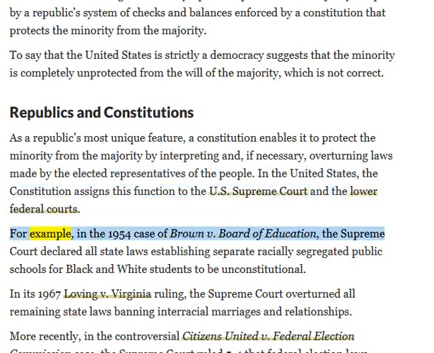For example, in the 1954 case of Brown v. Board of Education, the Supreme Court declared all state laws establishing separate racially segregated public schools for black and white students to be unconstitutional. In its 1967 Loving v. Virginia ruling, the Supreme Court overturned all remaining state laws banning interracial marriages and relationships.